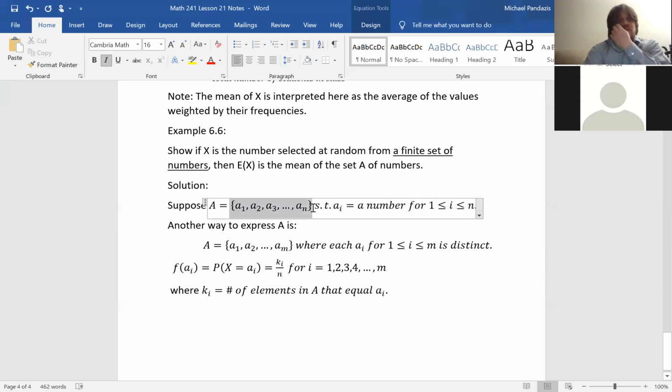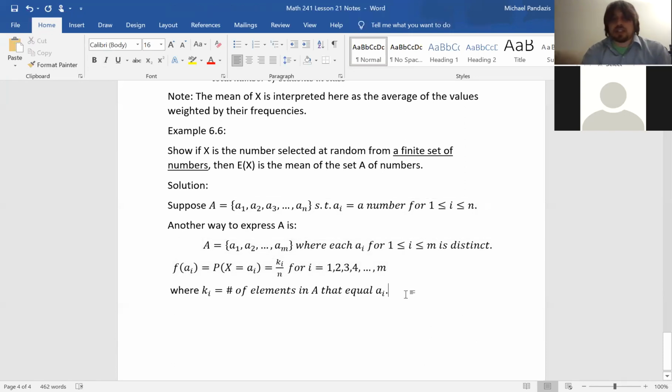Here, there's a bit of ambiguity, right? Since you have repeated values, if A1 and A2 are the same, you don't want K2 to represent the number of times A2 appears and K1 the number of times A1 appears, because then you're adding repeatedly the same thing. Okay, so you can think of it this way.